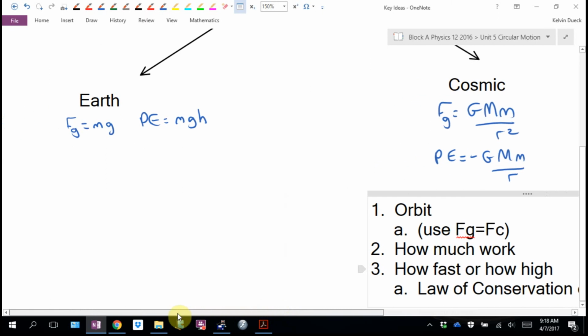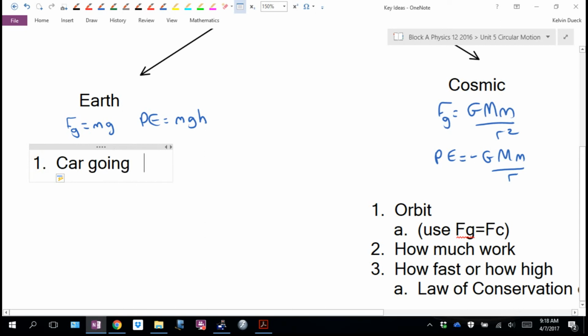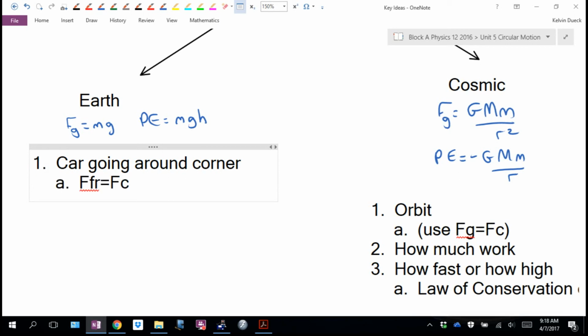What about on the Earth? What are written questions that you need to know? Well, on the Earth, certainly car going around corner. What was the key idea there? Friction is what's pushing me in a circle. Friction is what times what? Mu times the normal force. I don't know the normal force. Oh, but look. Okay.